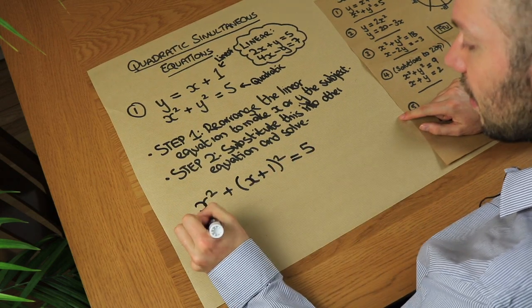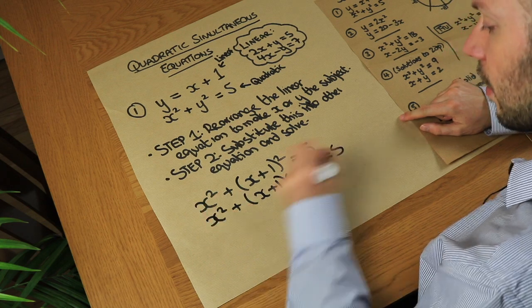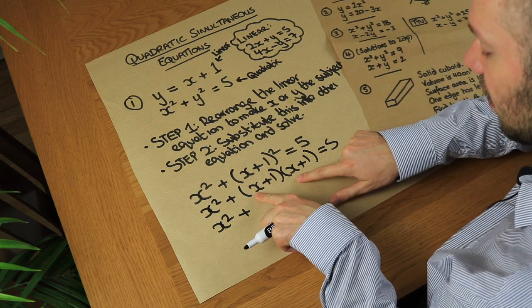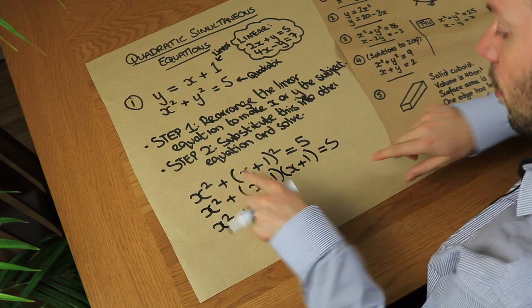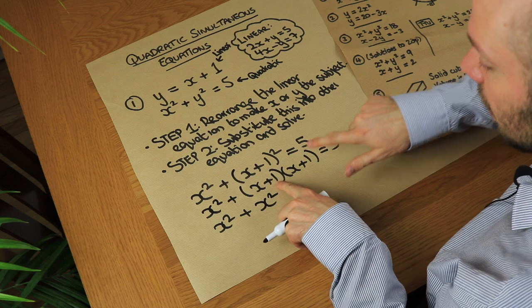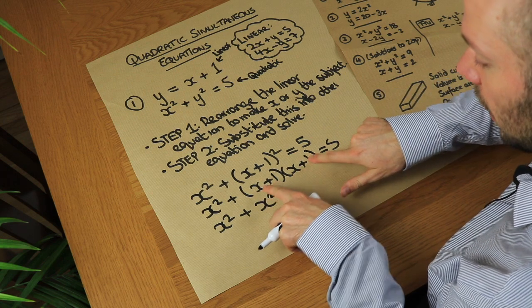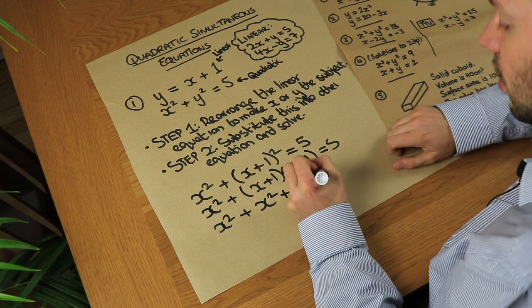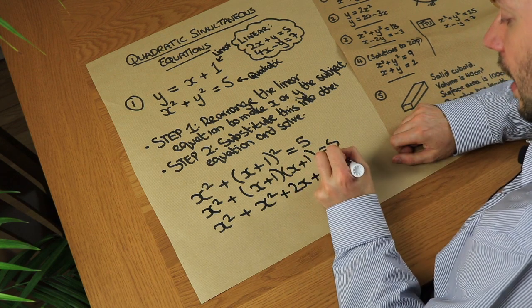So we've got some brackets here, so let's expand those out. So we've got x squared plus, we do each thing in the first bracket times each in the second. So we've got x times x, which is x squared. We've got x times 1 and 1 times x. So we've got 1x plus 1x, which is 2x. So I kind of skipped a step there. And we've got 1 times 1. And that is equal to 5.